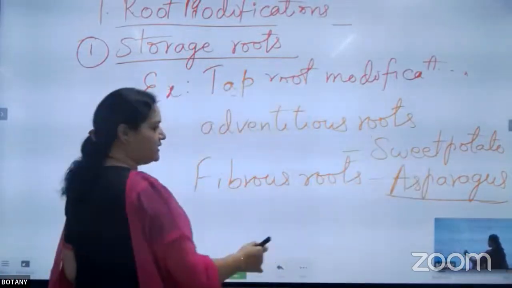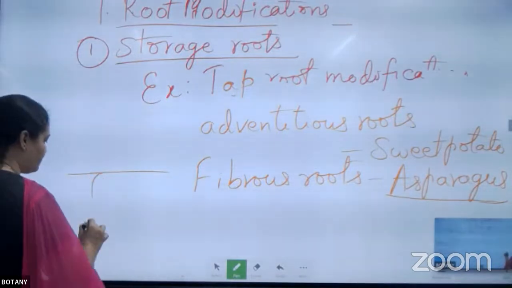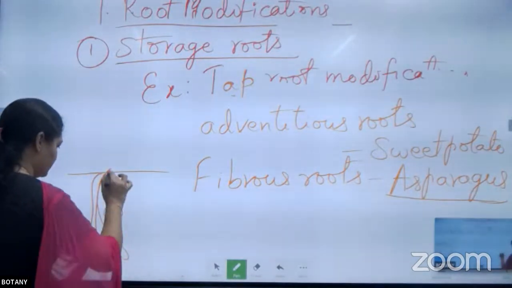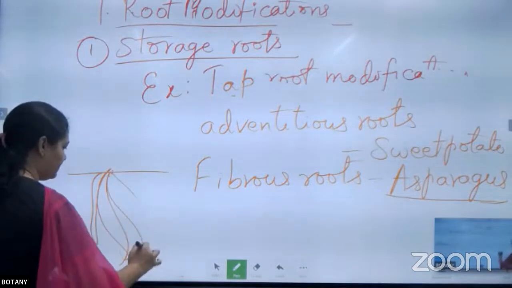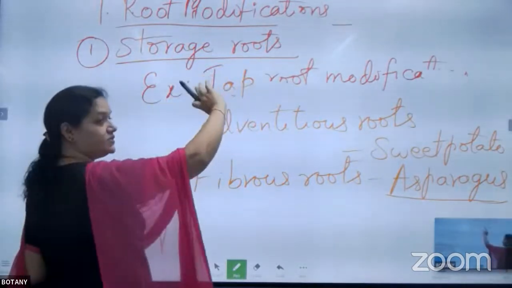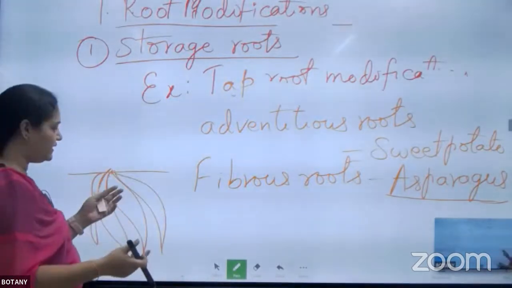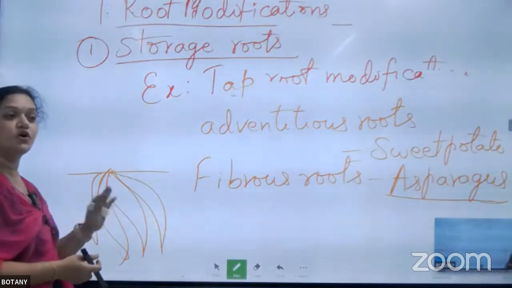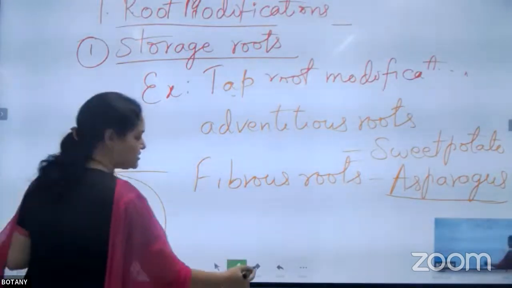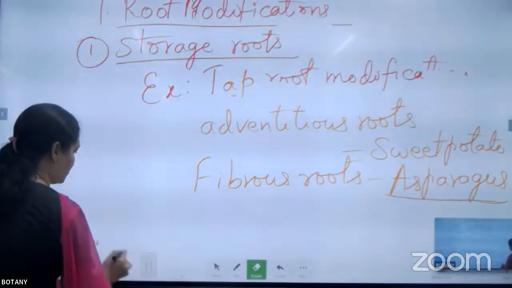Example, asparagus. In this, the roots will store the food material in the form of water, having any shape. But in all other root modifications, they will store the food in the form of solid molecules. But here, it's only water that will be there. That is the asparagus. Now comes the second type of root modification.